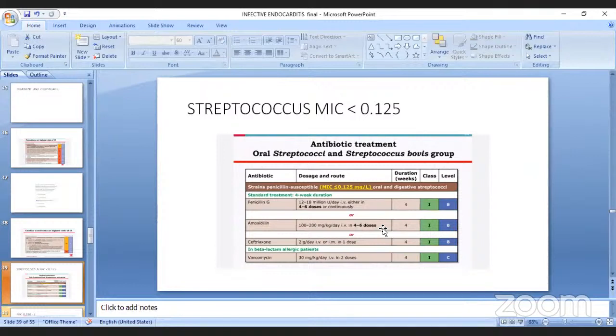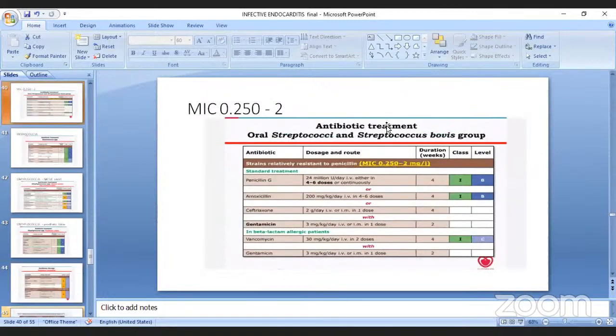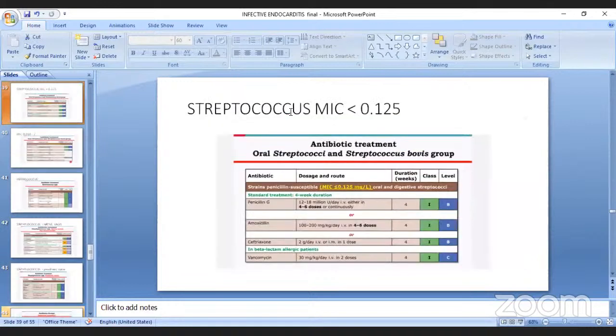In a lot of books, the MIC is given in various ranges. No, just remember, for treating streptococcus, you have to know that an MIC of less than 0.125 has a different treatment, and an MIC of 0.125 to 2 has a different treatment. That's it. Nothing else. This is what you have to remember. So antibiotic treatment for oral streptococci or Streptococcus bovis is simple when the MIC is less than 0.125.